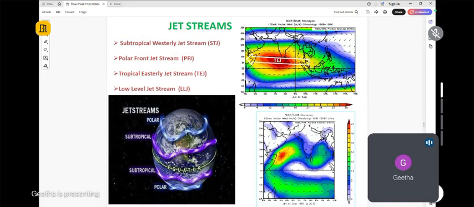So basically 4 jet streams we have discussed so far. All these 4 jet streams are important with respect to the weather. Polar jet stream not much for our region, but the other three jet streams matter for our region.